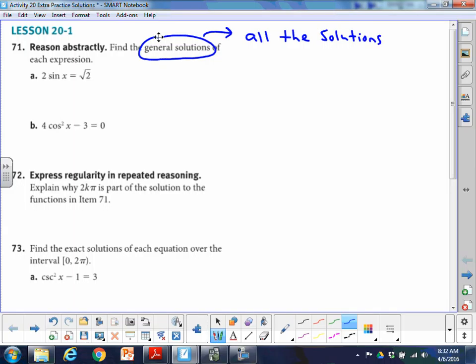So if it says the word general, you're going to have to throw a plus 2 pi k on, or a plus 360k or something like that. So let's look at part B: 4 cosine squared minus 3. You always want to start out by doing some algebra and getting the trig function by itself. So let's add the 3 to both sides, and then divide by the 4. So cosine squared x is going to equal 3 over 4.